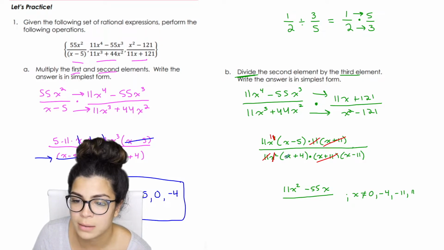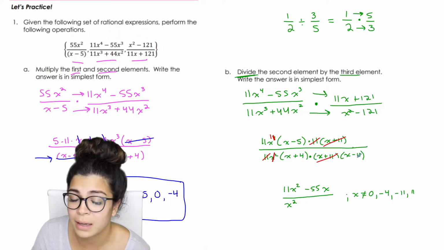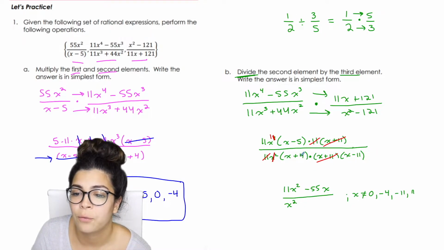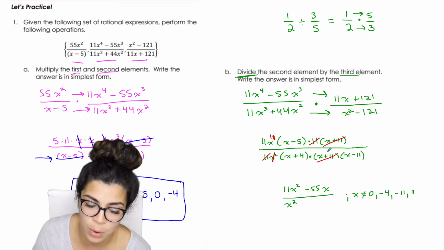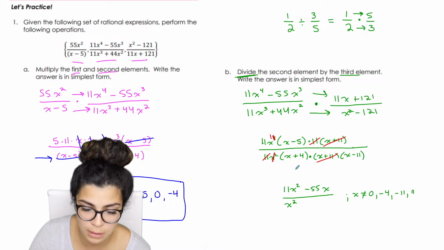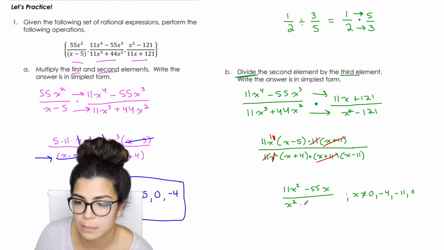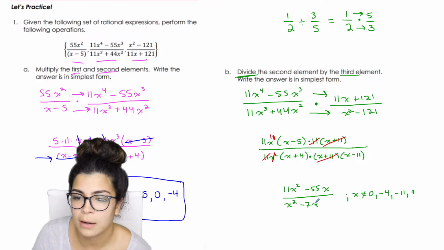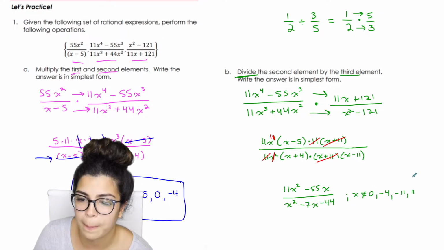So x times x is x squared. X times -11 would be -11x. 4 times x would be 4x, so -11x plus 4x is -7x. And 4 times -11 is -44. Okay.